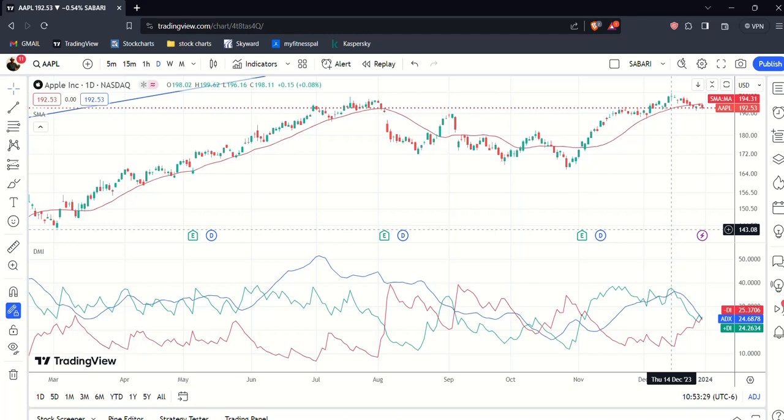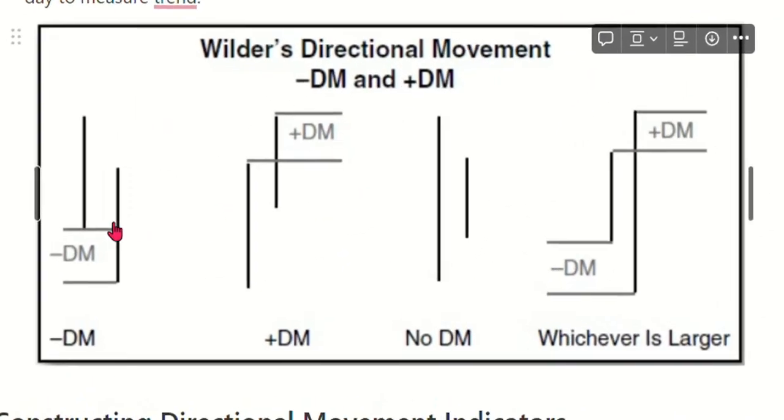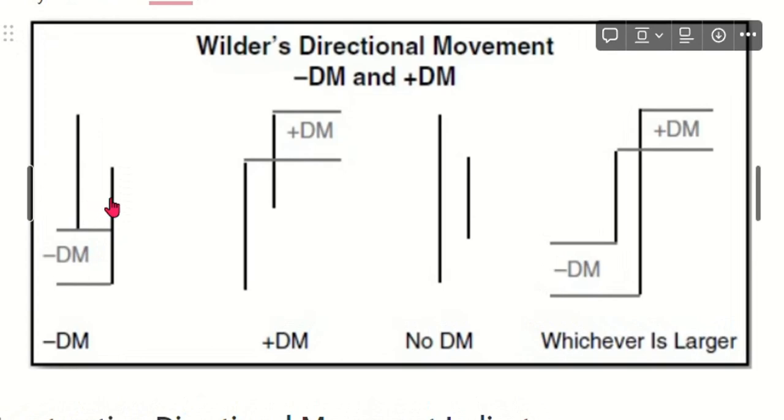Welles Wilder compares the stock's trading range for one day with the trading range on the previous day to measure trend. For a specific day, if the current bar is below the previous bar, it will be considered as negative DM. The difference between the low of the current bar and the low of the previous bar is the negative DM. And similarly, in case the current bar's high is above the previous bar's high, the difference between the current bar's high and the previous bar's high is taken and considered as plus DM.